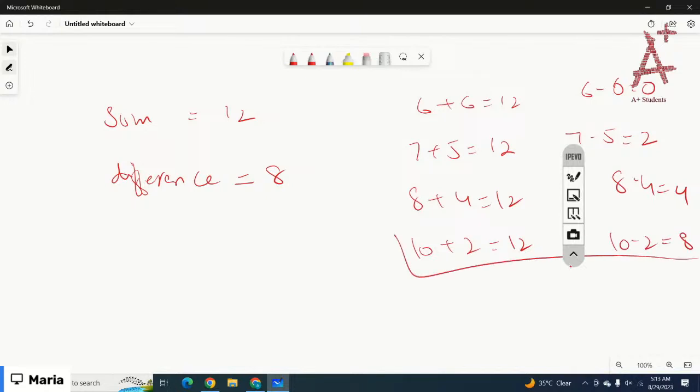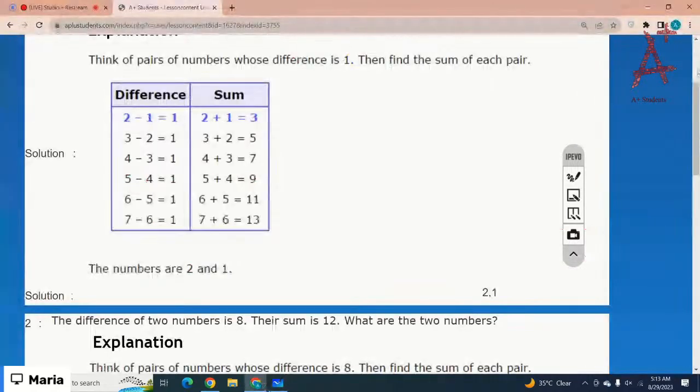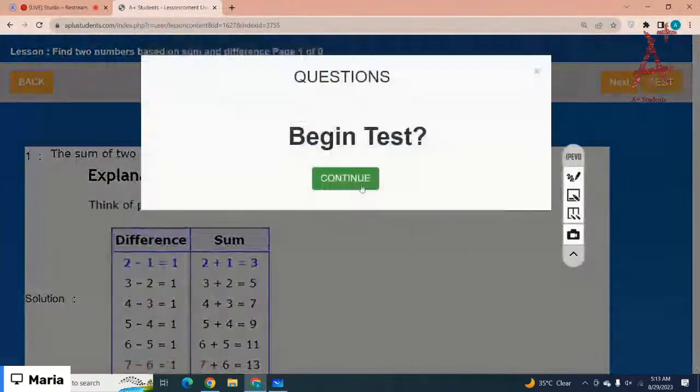So that means this is the correct one. You can see when you add them, it makes 12, and when you subtract them, the answer is 8. That means the numbers are 2 and 10. So 2 and 10 are the only numbers that when added make 12 and when subtracted make 8, right? Okay, let's just start with the practice questions.